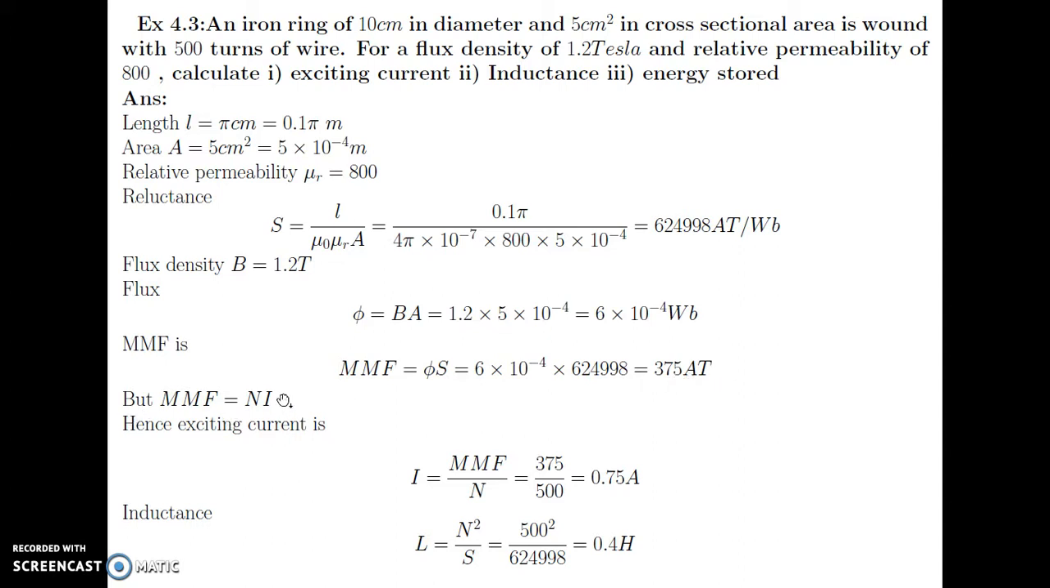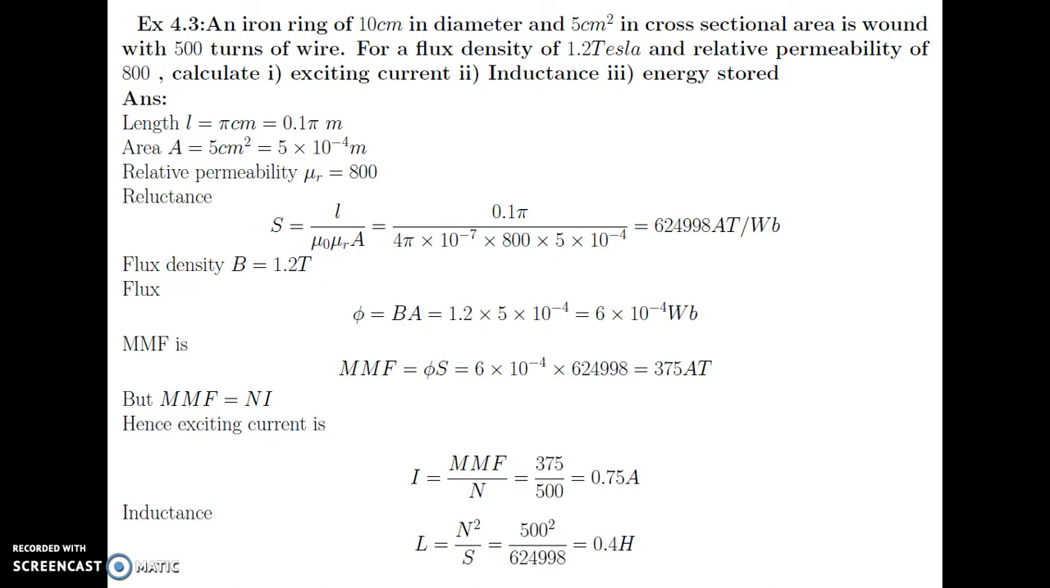But mmf is equal to N into I. So I is equal to mmf upon N, that is 375 divided by 500. It gives me 0.75 ampere. 0.75 ampere is the current.